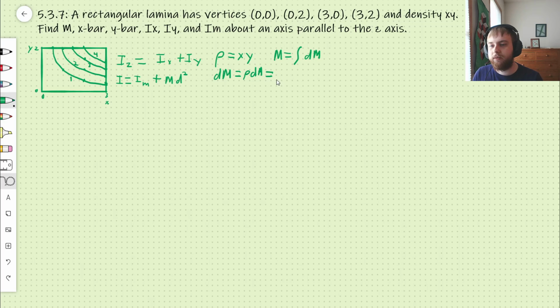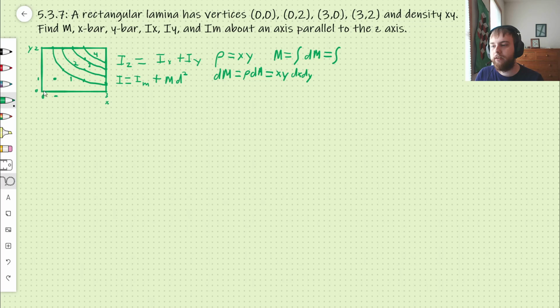And in this coordinate system, our density is xy, and our little patch of area, if we were just to draw one in here, a little tiny patch of area, is a little change in x times a little change in y. So we can rewrite that as just dx dy. So this is what each little patch of mass is. So substituting that in here, since we have two differentials, we have to have two integrals, but we'll put the limits of integration too.